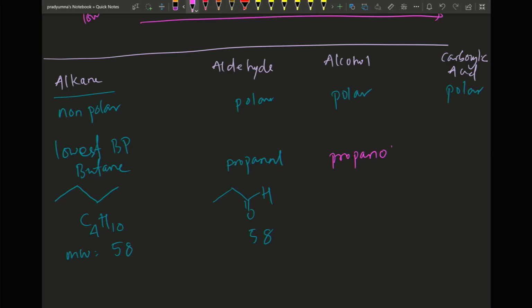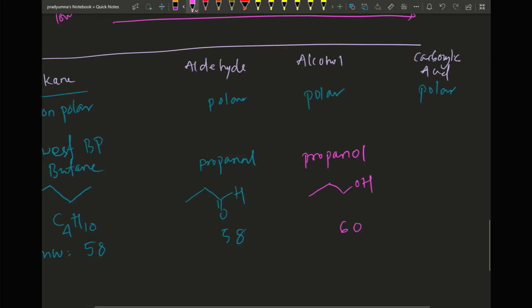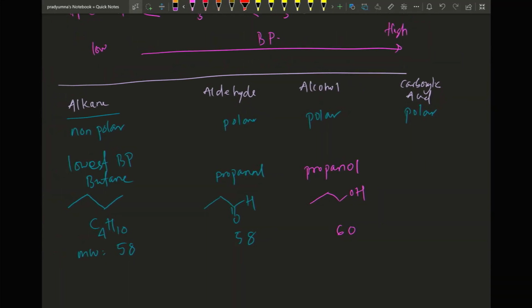So this is an alcohol, and this one is 60. So the molecular weight of this one is 60, and the comparable carboxylic acid with a similar mass is ethanoic acid. So it is CH3COOH. So this is also 60. So this is our ethanoic acid.